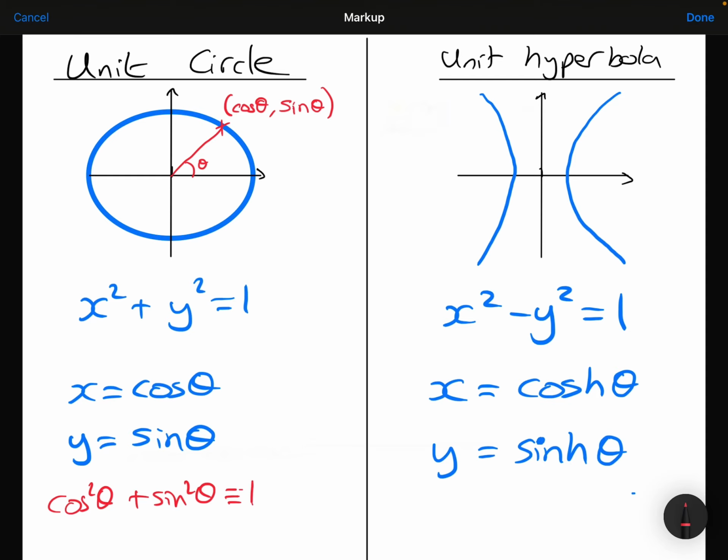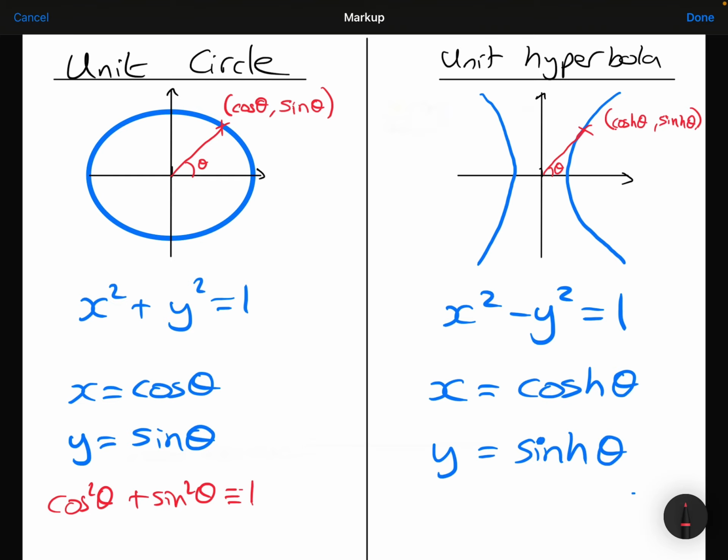Now, we can apply the same logic to the hyperbola. If I pick a point on the hyperbola and measure the angle that it makes with the positive x-axis, then I'm going to define 2 new functions as the x and the y coordinate of that point. I'm going to define the x coordinate as being cos hyperbola, and I'm going to define the y coordinate as sine hyperbola. So cos h theta, sine h theta.